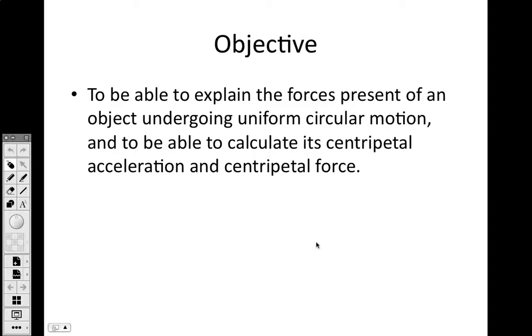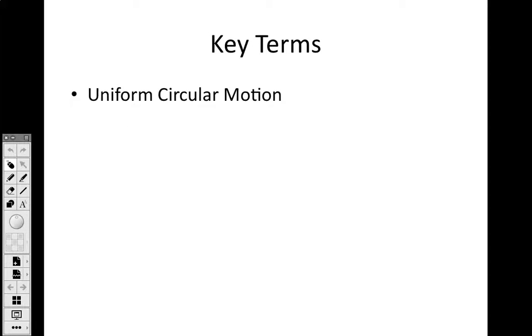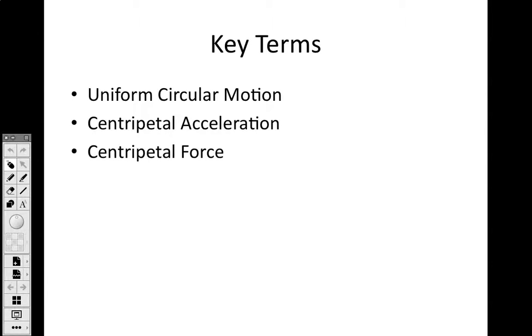Alright, first, our objective for today is we want to be able to explain the forces present on an object undergoing uniform circular motion, and we want to be able to calculate its centripetal acceleration and its centripetal force. So we're going to be taking a look at two equations today. Some of the key terms that we're going to be going over have to do with uniform circular motion, centripetal acceleration, and centripetal force. As you can see, this word centripetal here is a key word in itself.